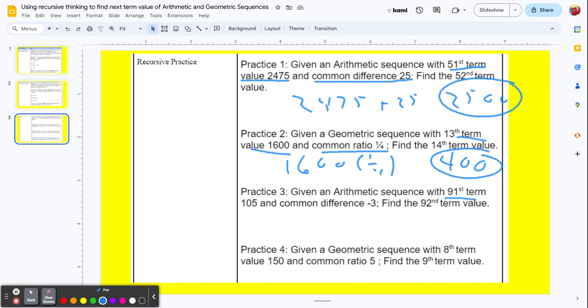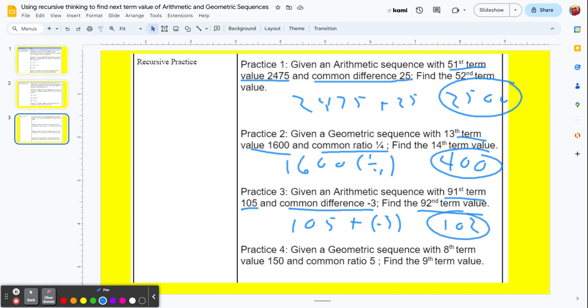Number three, it's an arithmetic sequence. The 91st term value is 105. The common difference is -3. So it's decreasing by 3 each time. Find the 92nd term value. All right, so we take the 105 and we're going to add our common difference, which in this case is -3. And so our answer is 102 would be the 92nd term value.